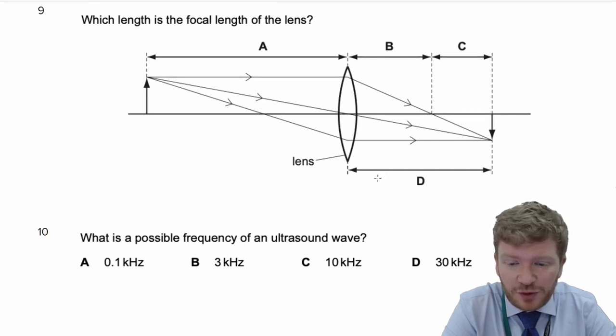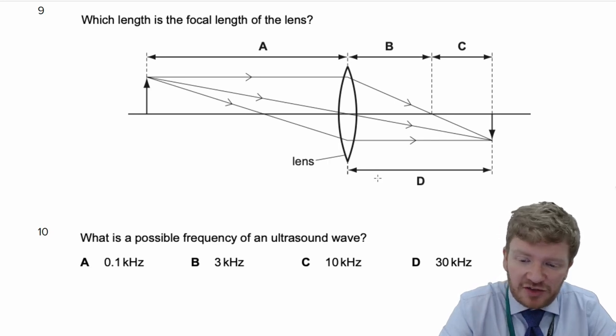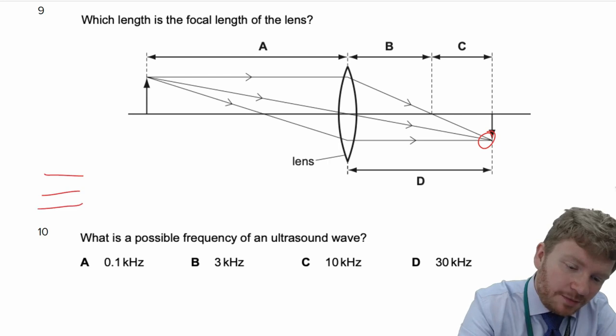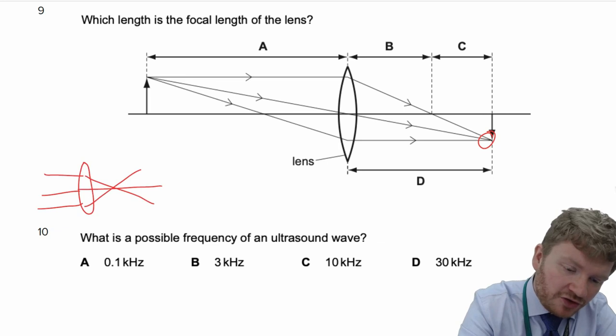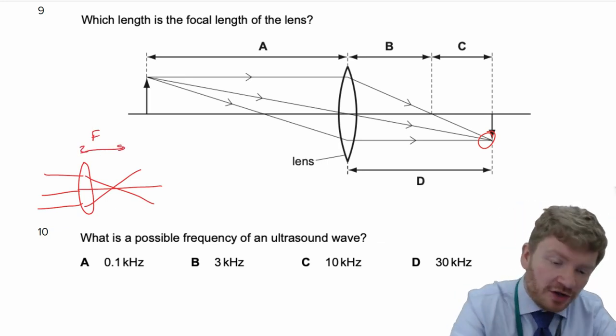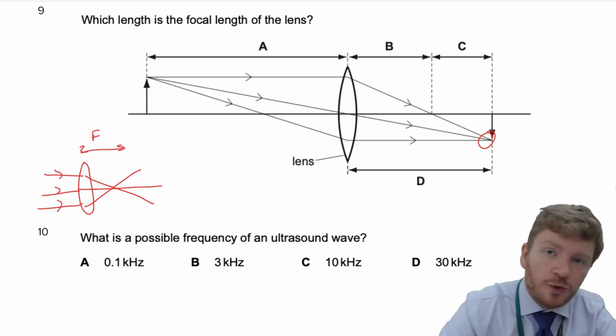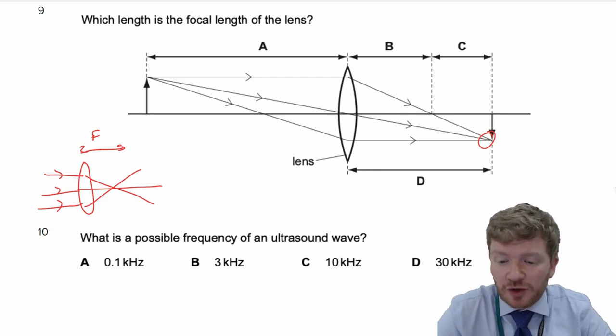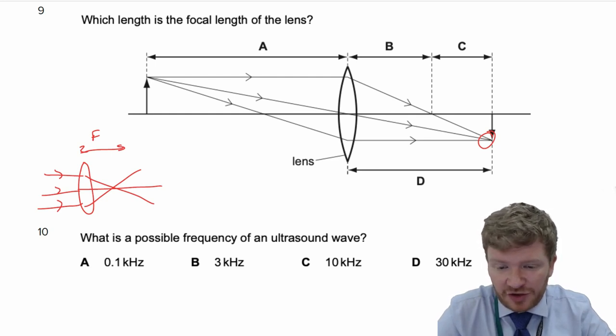Question 9, what is the focal length of the lens? It's probably pretty tempting to say that it's here, because we know that when you see a lens with that typical three lines together, where they cross is the focal point. However, that only works if these beams coming in are all parallel to each other, which isn't the case here. So don't be tempted to think that the focal point is occurring here.